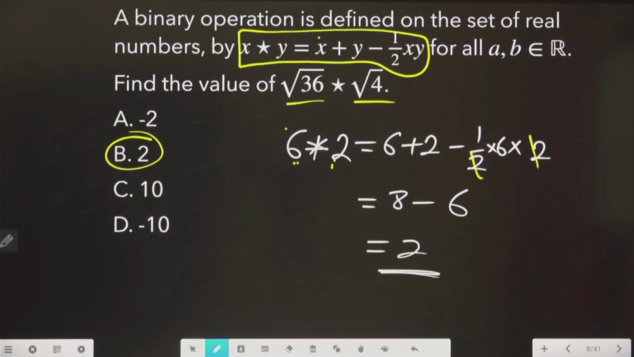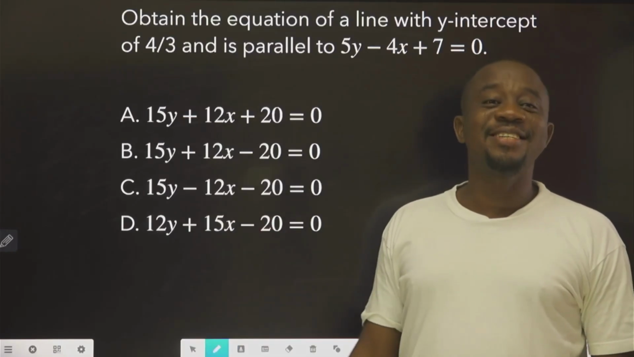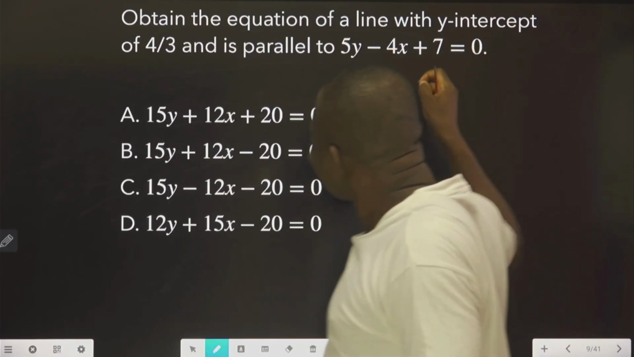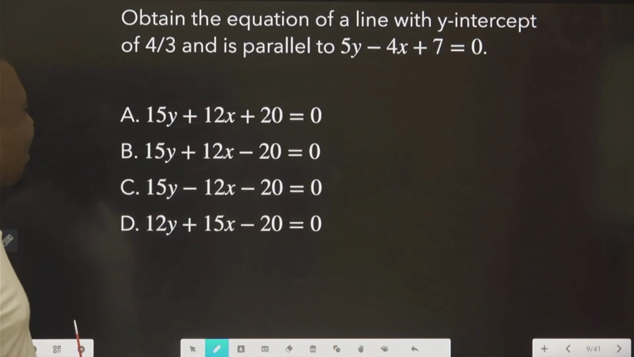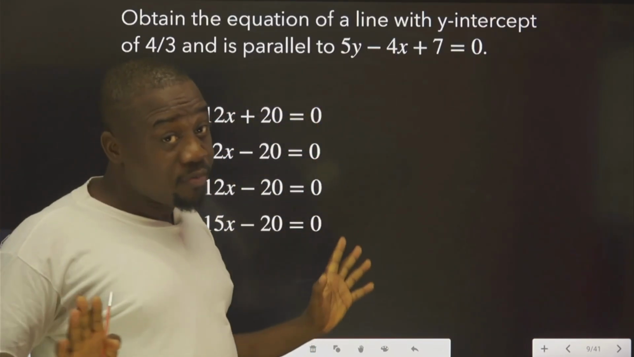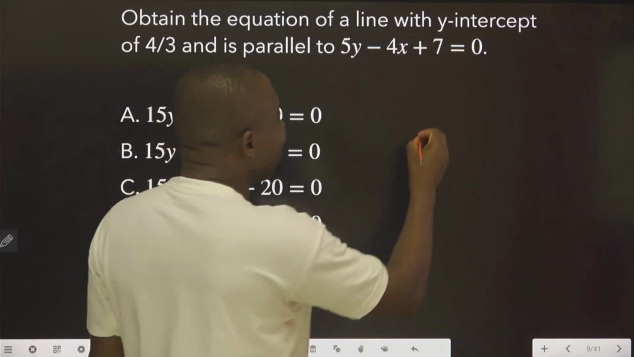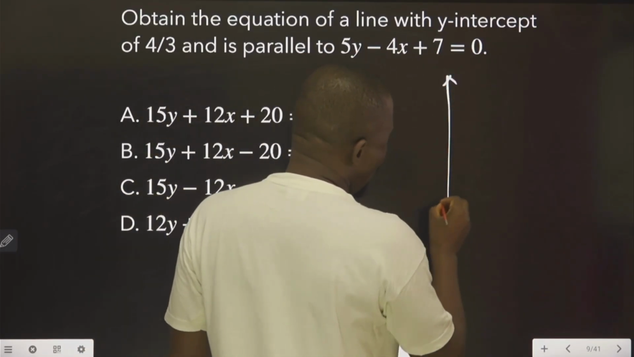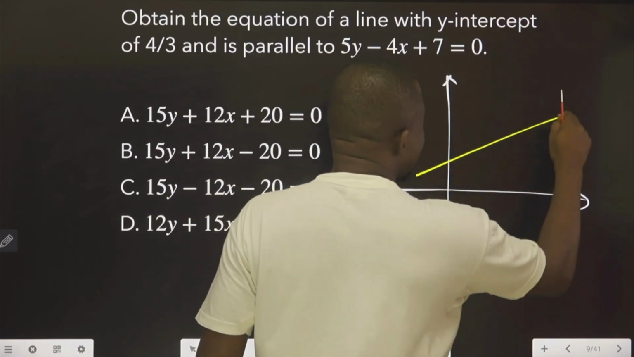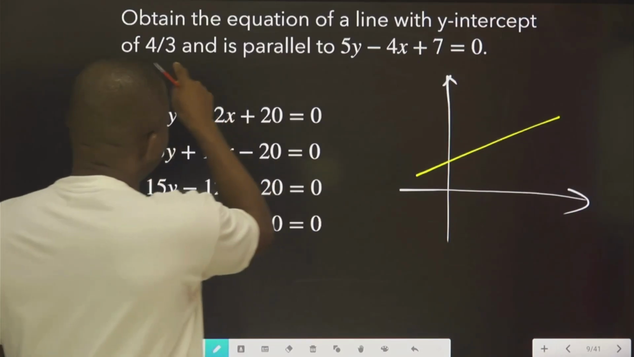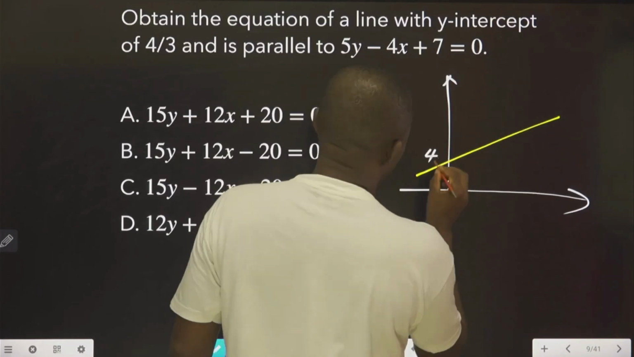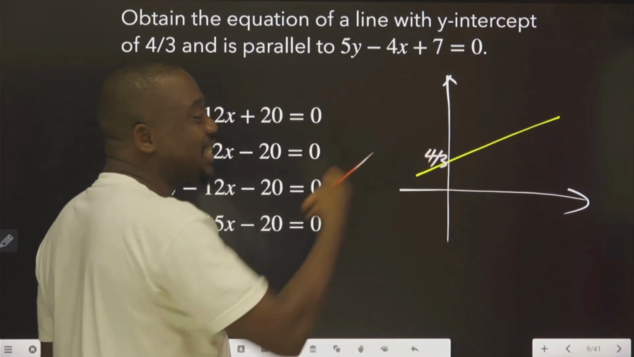Bonus question. Look at this one. It says, obtain the equation of a line with y-intercept of 4 over 3 and is parallel to this. I want to draw something rough. I'm not necessarily saying it's going to be like this. If this is our y-axis and this is our x-axis, I'm just drawing this. Say this is this line. Whatever this line is, we are looking for the equation of the line. Let's call this place 4 over 3. That is the intercept of this line we are looking for.